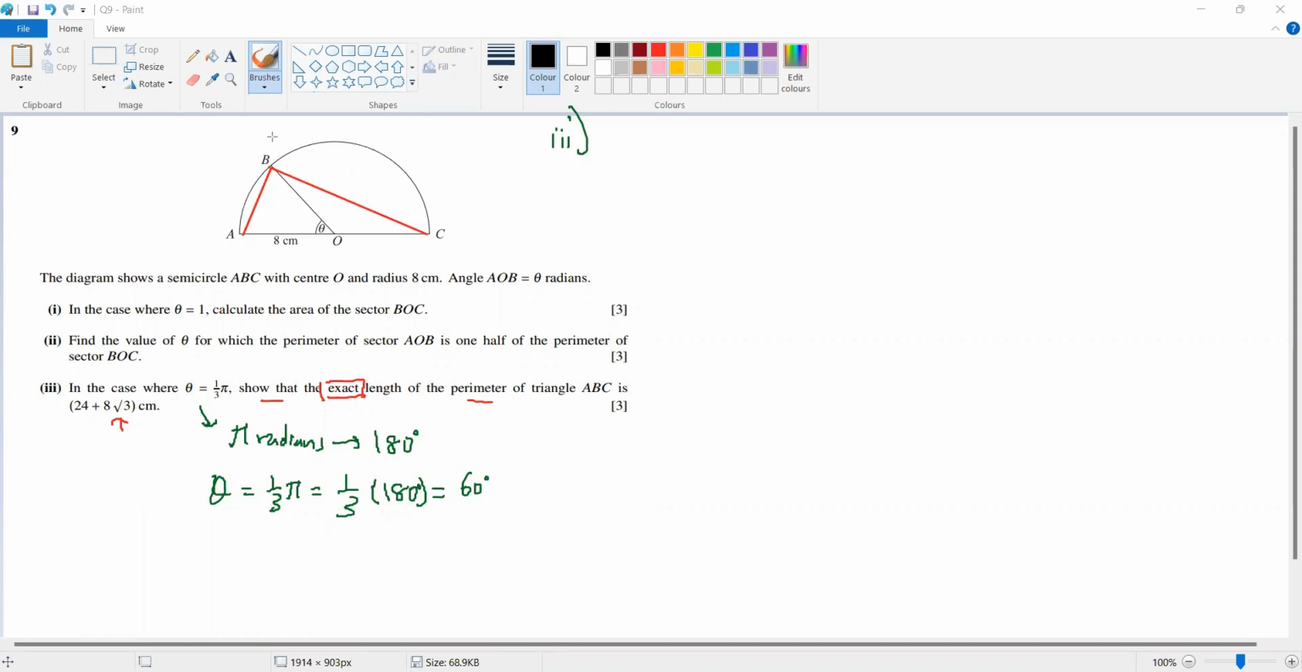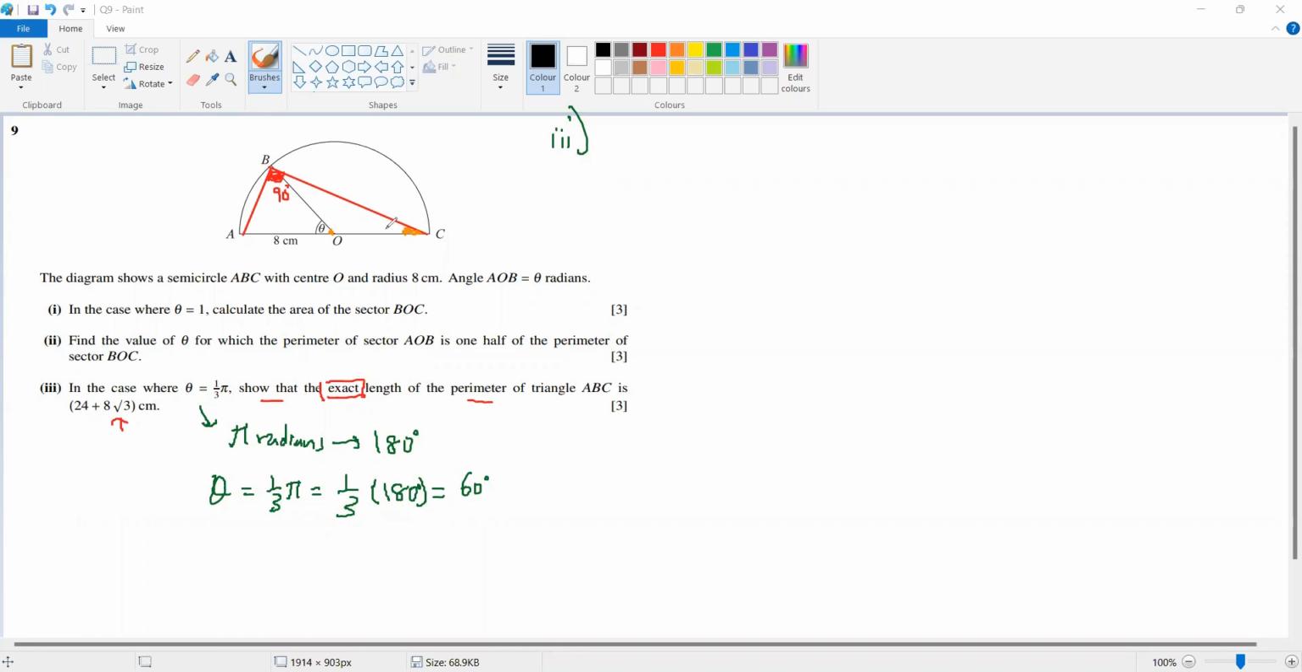One of the key observations is that this is an angle in a semicircle. They didn't mention it, but we ought to know now. This is 90 degrees. That's one of the keys for this question. Then this is the angle at the center, which is AOB down here. Aha, it's twice the angle at the circumference.